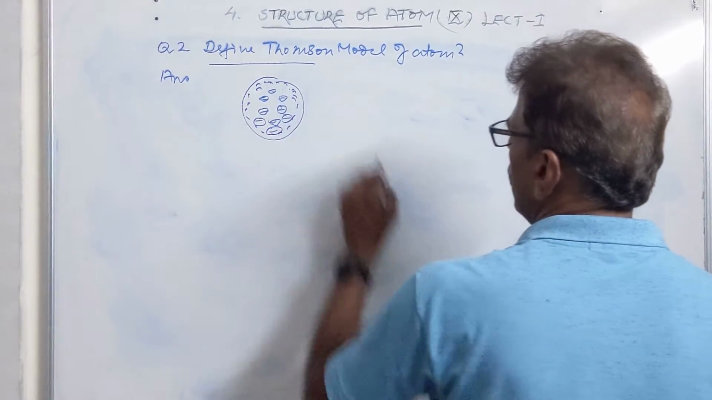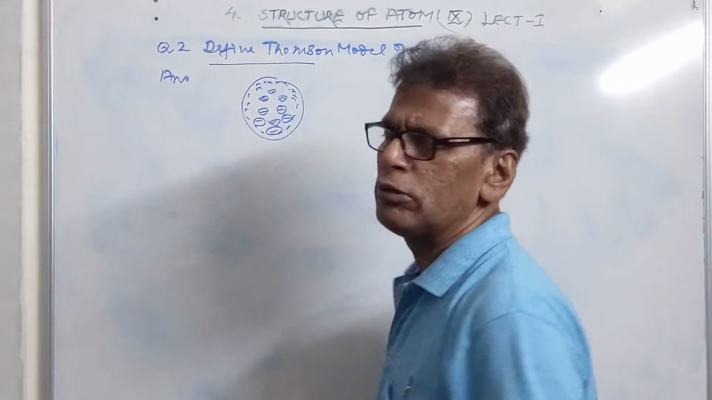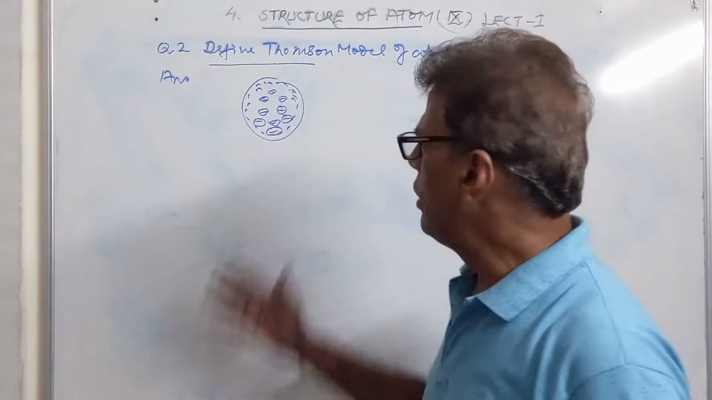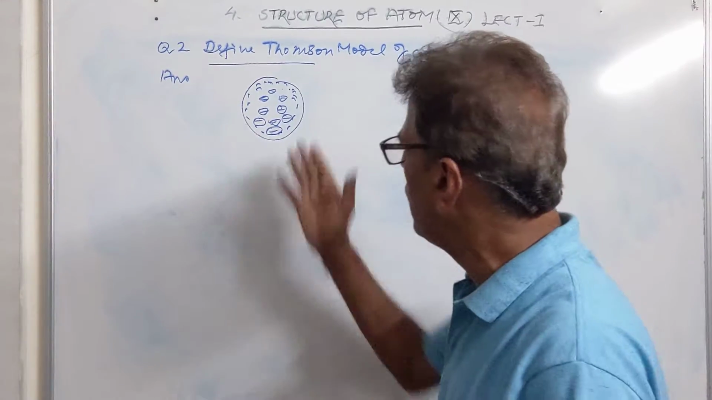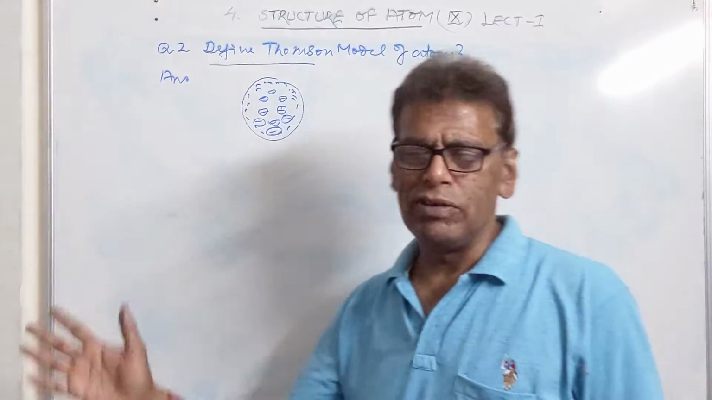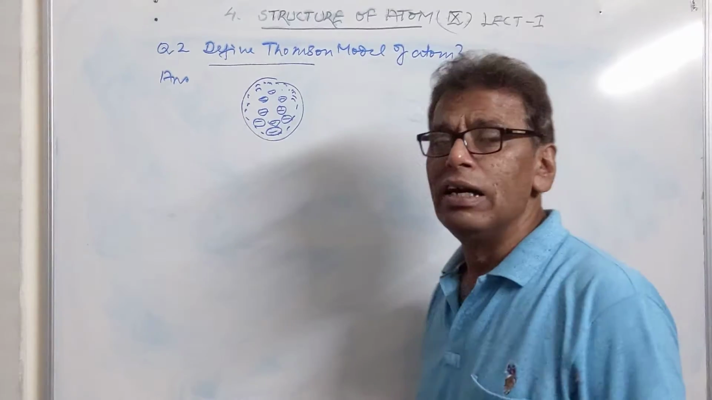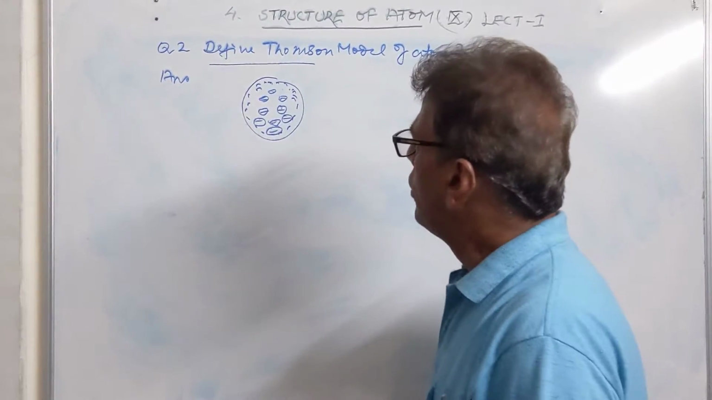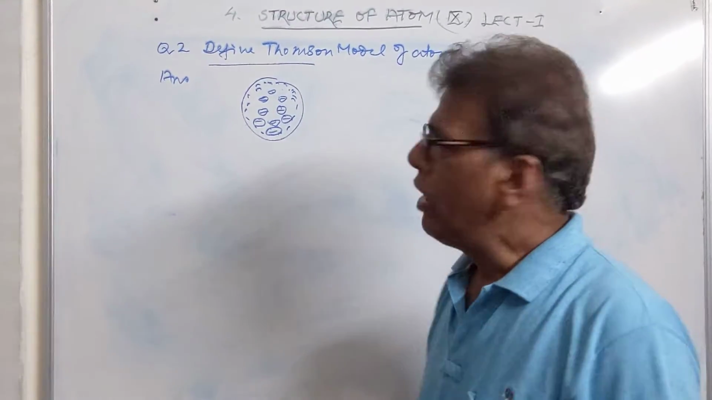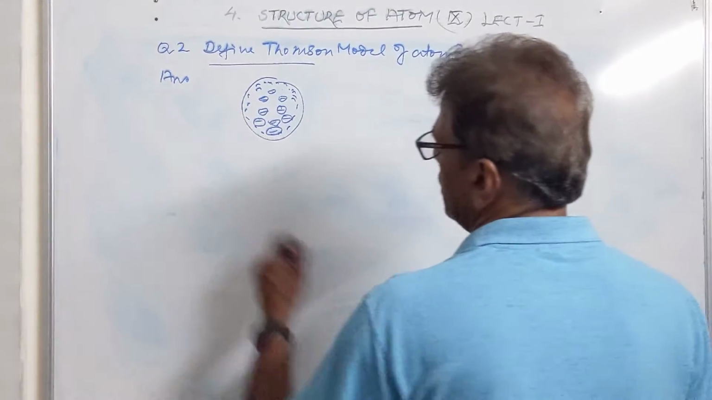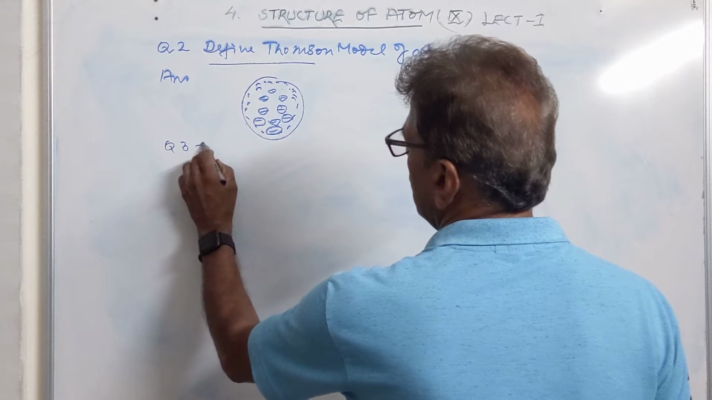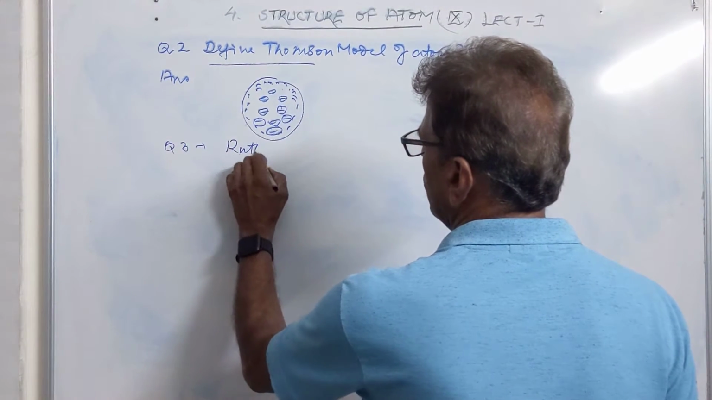This was the Thomson model. The Thomson model could not explain the stability of the atom, since electrons were negatively charged and close to each other, they will definitely exert repulsion between them, and it will destabilize the Thomson model. Thomson could not explain how the atom is stable. So after this, the second model was given, that was the Rutherford model of atom.